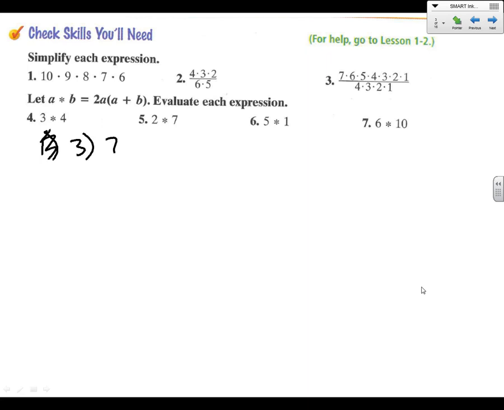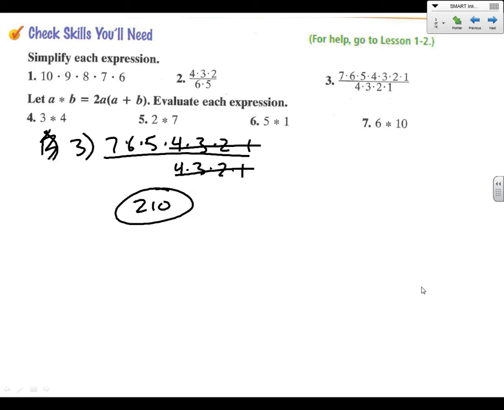This is 7, 6, 5, 4, 3, 2, 1 in the numerator. And in the denominator, we've got 4, 3, 2, 1. The key here, and this is something we're going to do a lot this chapter, is what cancels. The 4, 3, 2, 1 cancel. 7 times 6 is 42, times 5 is 210.